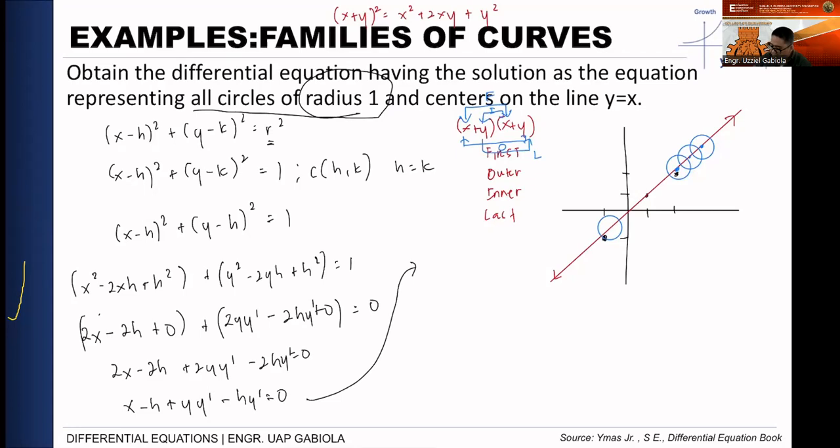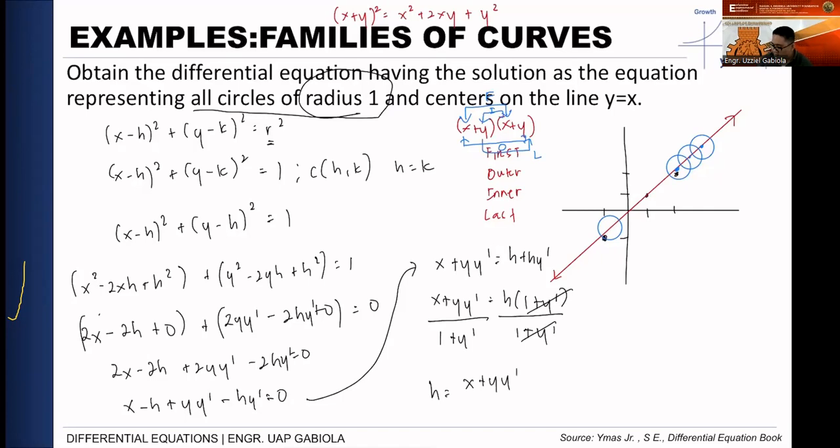So, transpose natin to the other side of the equation. So, x plus y prime is equals to h plus hy prime. So, x plus y prime is equals to h, 1 plus y prime. Divide natin both sides by 1 plus y prime. 1 plus y prime, cancel out. So, h natin is x plus y prime all over 1 plus y prime. So, ito yung value ng h natin.